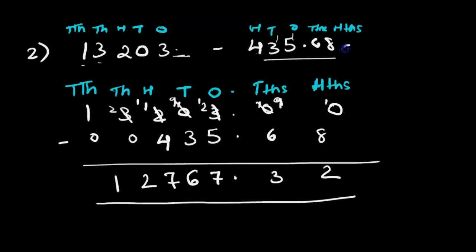Therefore, the answer here we got is 12,767 and 32 hundredths. So this is how we add and subtract numbers with decimals. No matter how many digits are there in the decimal number or in the whole number side, the process stays the same.